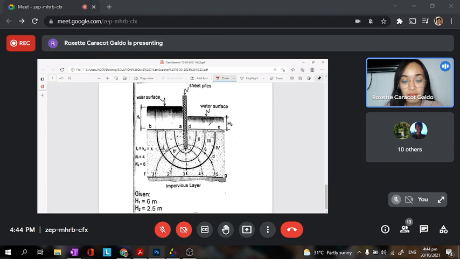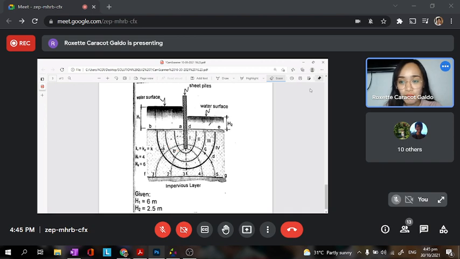So that's why we have to construct our flow nets. Our flow net is composed of the flow lines and the equipotential lines, that is what it looks like. The intersections of these lines create approximate squares, which we refer to as the number of potential drops. So for each potential drop, as the water passes there, its head drops, its pressure head.